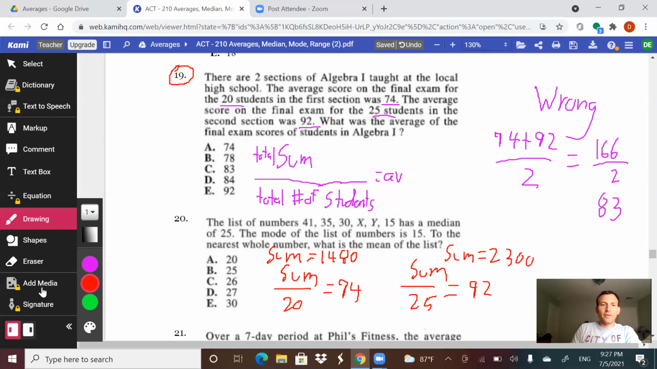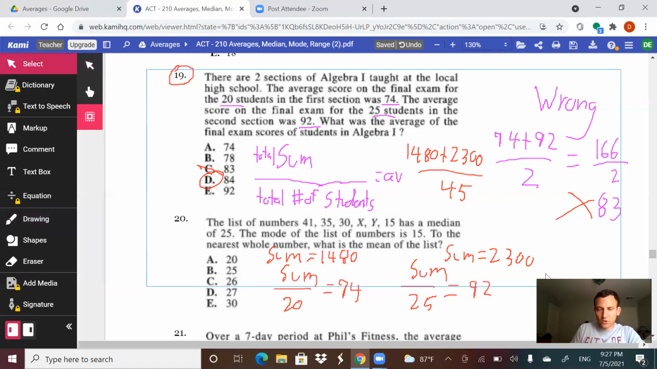So to really figure out the average, we need to do 1480 plus 2,300 to get the total sum, so total points, and we'll divide it by the total number of students, which is 45. And when we do that, we get an average of 84 for both classes, not 83. And sure enough, 83 is an answer, so you just have to be careful there.